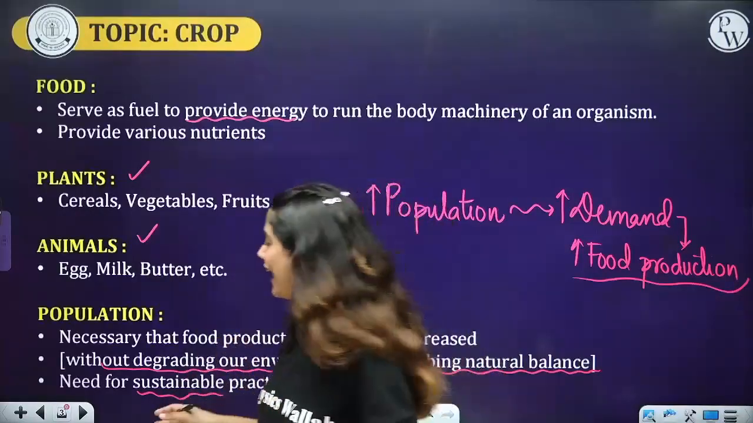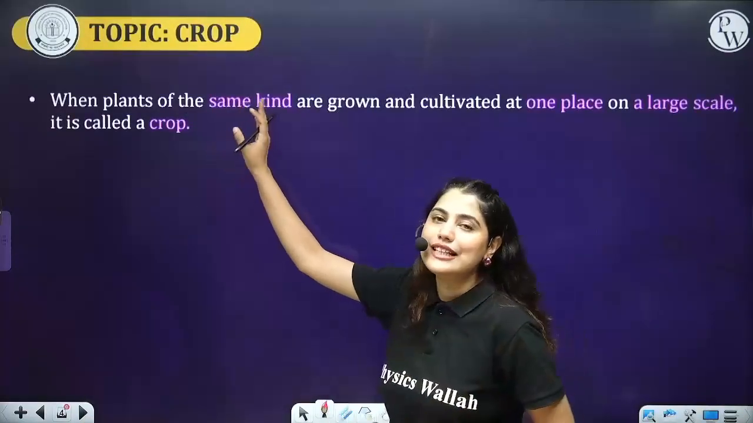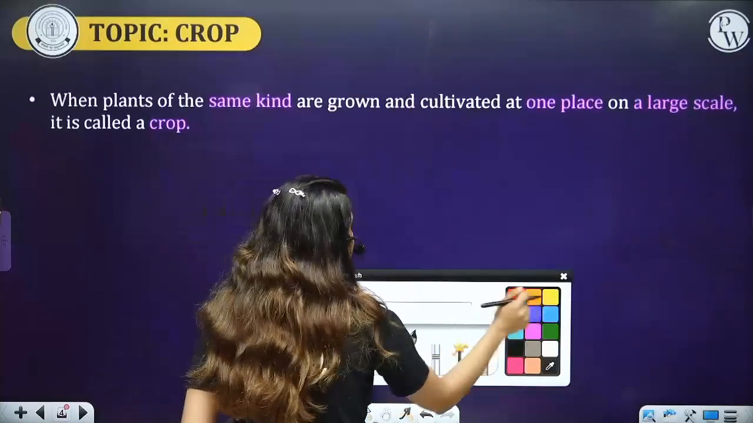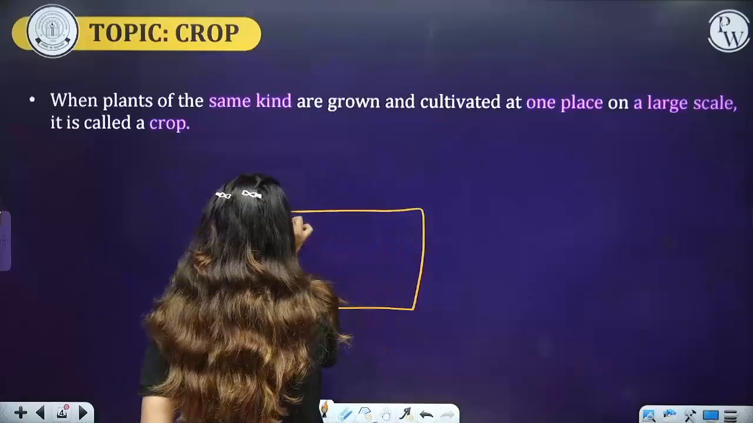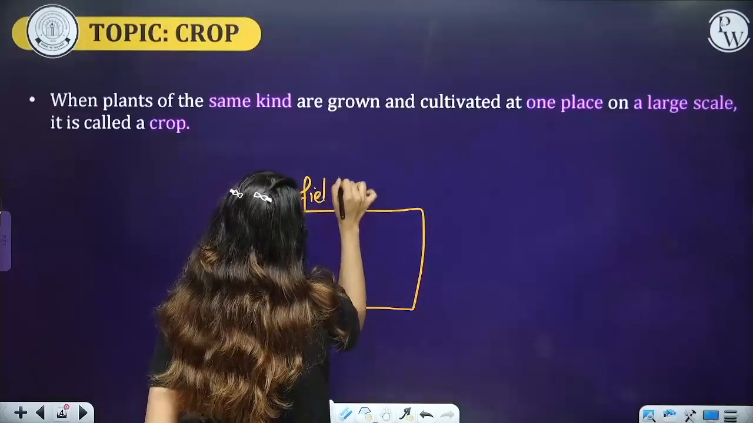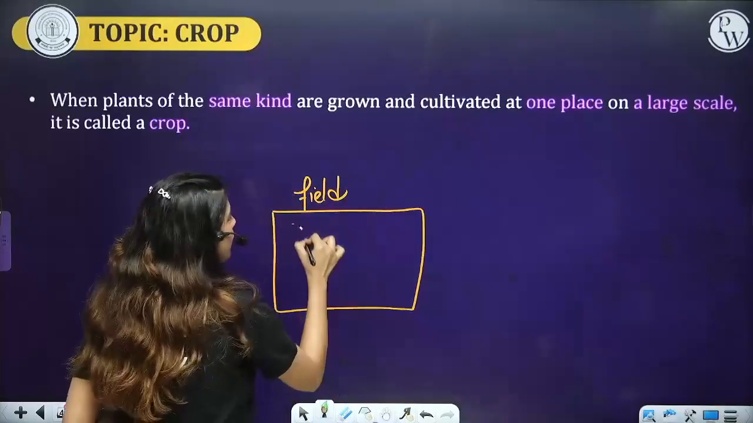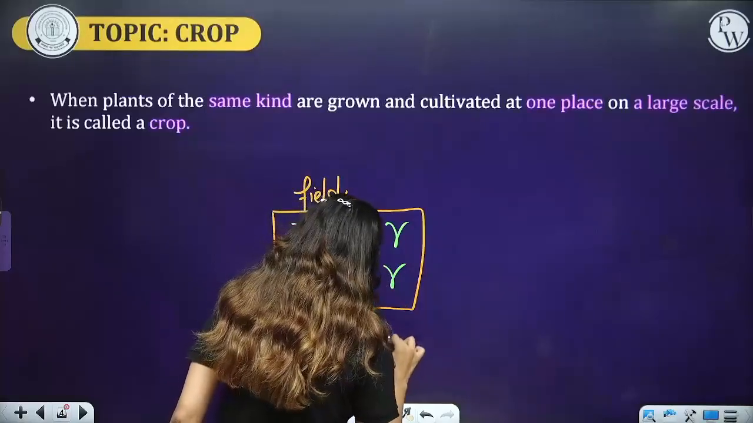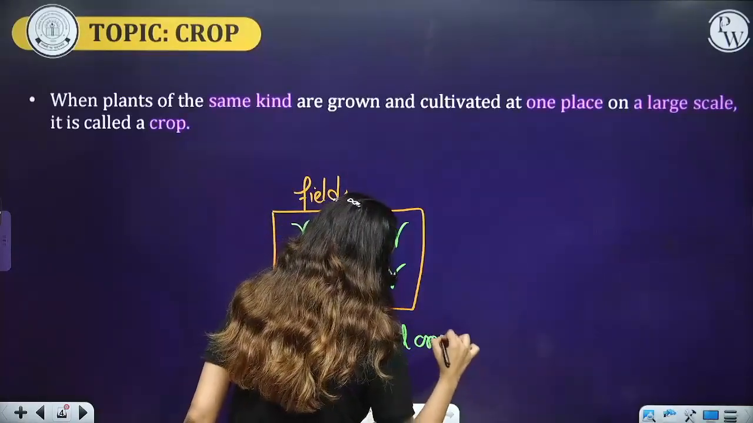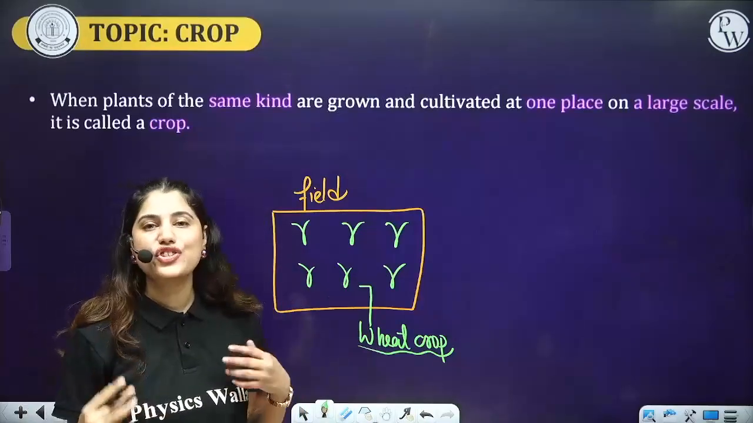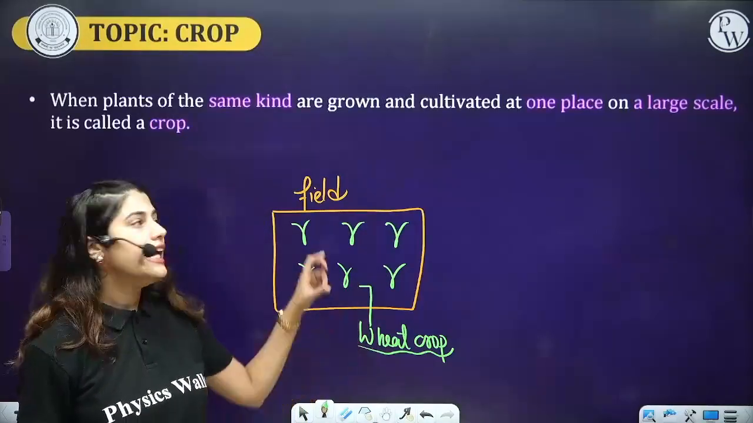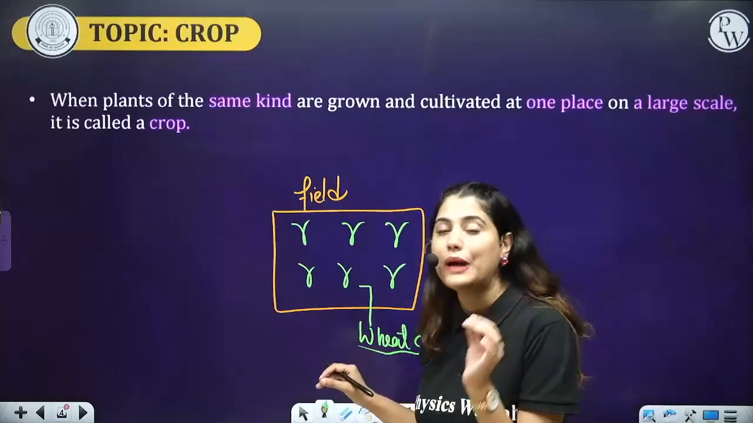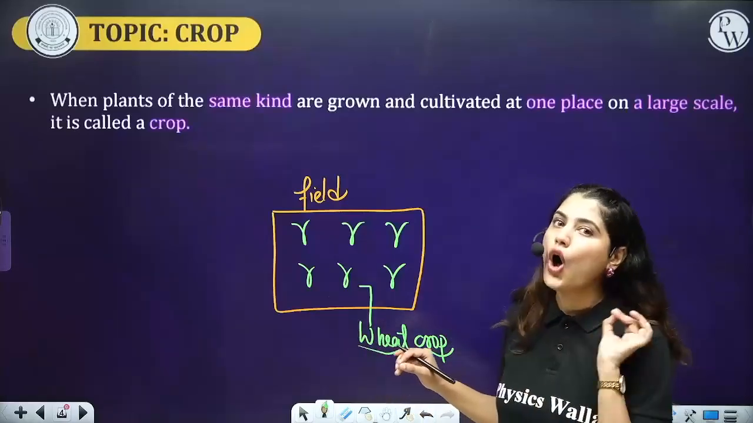So let's move ahead. So basically, once I see this word crop, what do I mean by the word crop? So let's say this is my field, right? This is my field, and in this field I am growing my wheat crop. So if I say this field has wheat crop, it means that in this field all the kinds of plants which are growing will be of wheat only, right? If I'm saying this is the field of the wheat crop, then all the plants which will be growing in this field will be of wheat only.